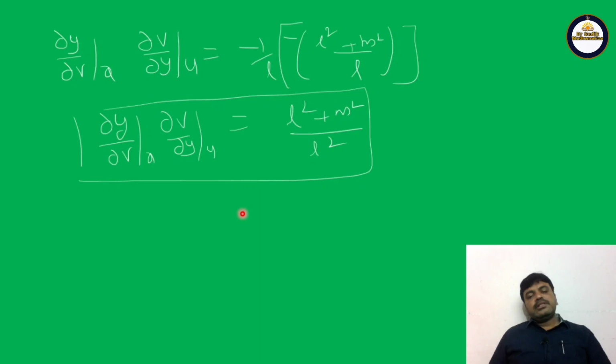Now this is the concept of which variable is treated as constant, friends. What is our main observation here? ∂y/∂v at x means y is a function of v and x, and we are treating x as constant. In this way, we can solve such types of problems, friends.